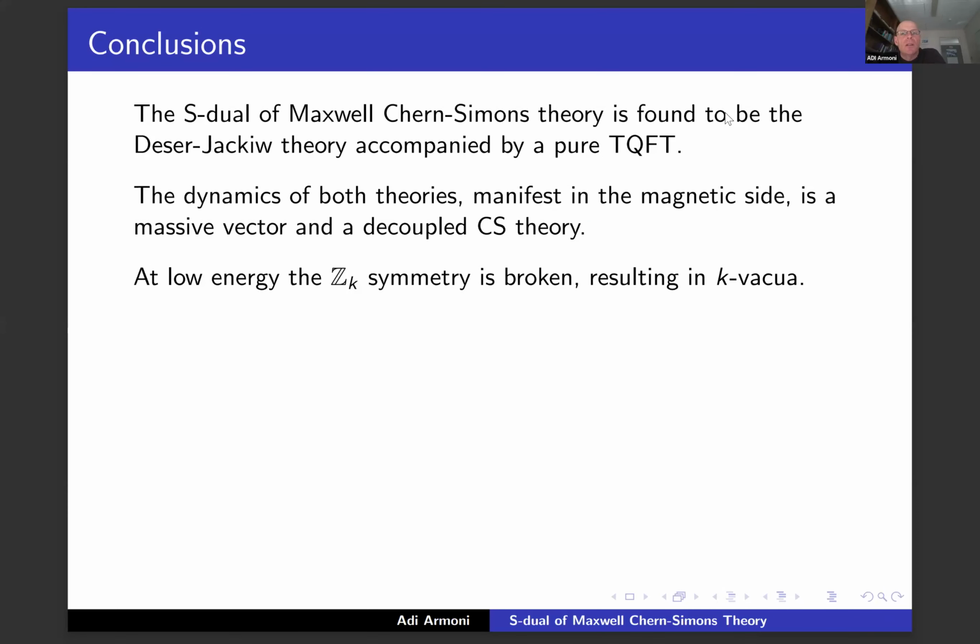That's great. And this is the conclusion. The conclusion is that the solution of the mystery is that the S-dual of Maxwell-Chern-Simons is the Zerjakiv theory accompanied by a pure topological quantum field theory. And then the dynamics of both sides is identical. It's a massive vector and a decoupled Chern-Simons theory. And moreover, at very low energies, what we have is a Z_K symmetry, which is spontaneously broken, resulting in K vacua, and that's manifest in both theories. So thank you.